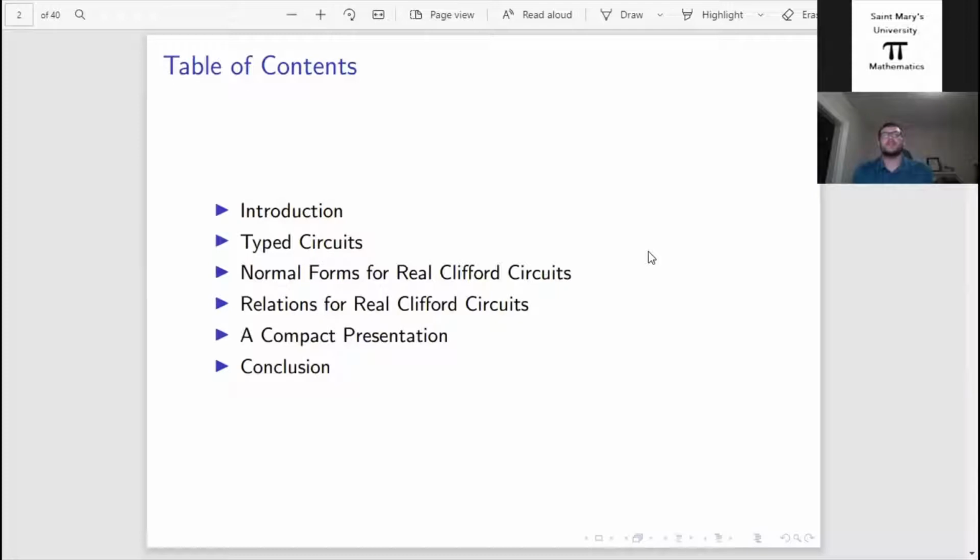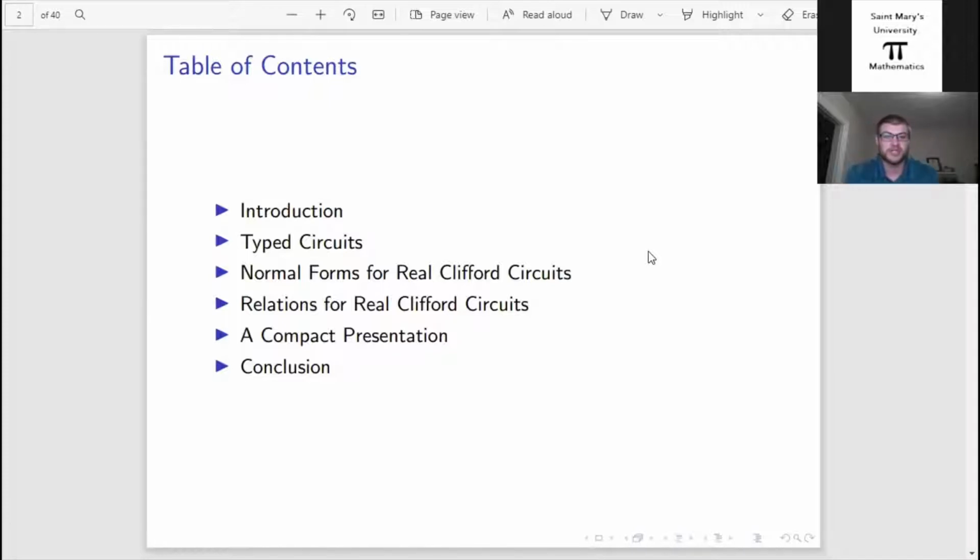We're going to start with an introduction where we remind ourselves what the stabilizer operators, or the real stabilizer operators, are. Then we'll go into what we call type circuits, which are a compact notation for mixing wires of circuits, to enforce some sort of restriction on the construction of circuits. We'll go over that, and then use it to define our normal forms for our real Clifford circuits.